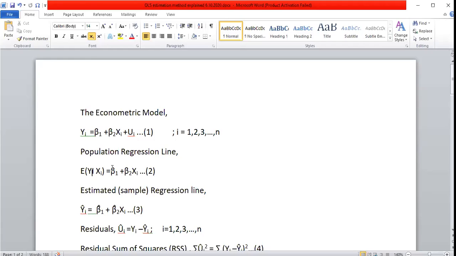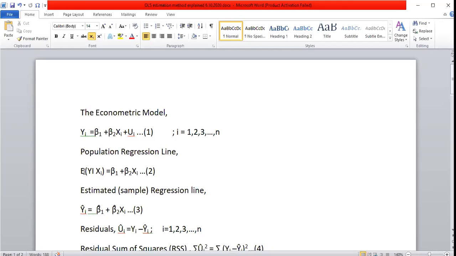Now, what is our problem? The problem is nobody knows beta 1 and beta 2. They are population parameters, the intercept and the slope of the population regression line. What do we do? We try to estimate that intercept and slope so that we can estimate that population regression line. The estimators are usually denoted by convention with a hat on top. So beta 1 hat is an estimator of beta 1, beta 2 hat is an estimator of beta 2, and this y hat is an estimator of the conditional mean of y.